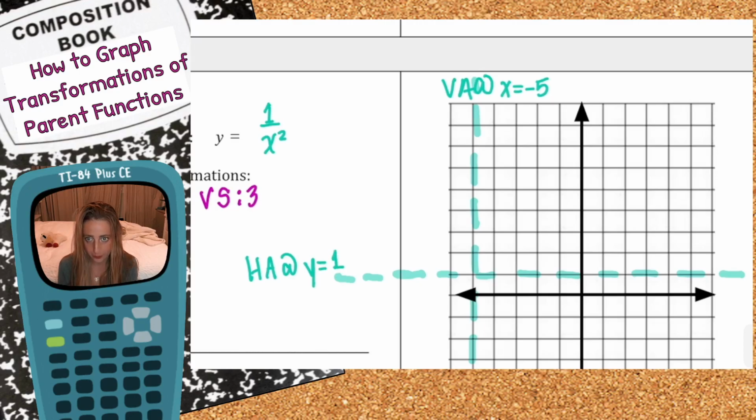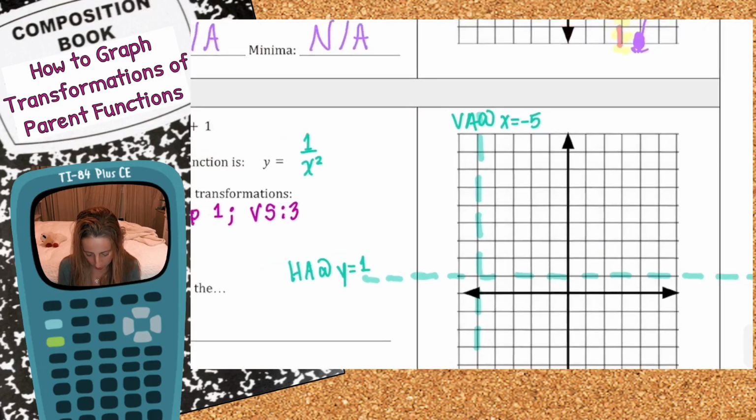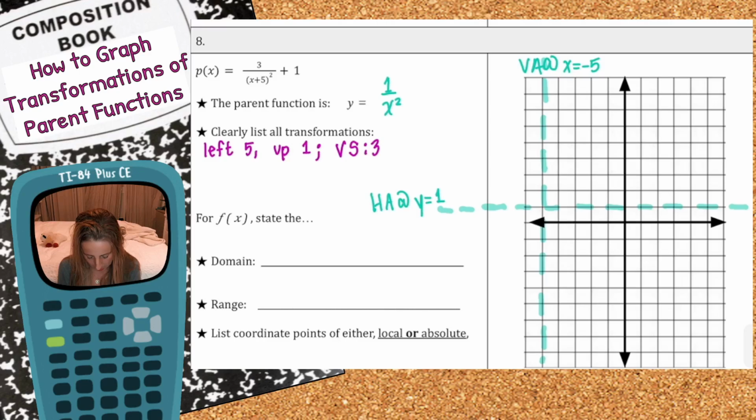All right. Now, the only points I care about, like I said, are those 2 main points for this graph, because otherwise it's just too messy. And that's got a vertical stretch of 3. So instead of going 1 and 1 like that, we're going to go over 1 and up 3, and over 1 and up 3.